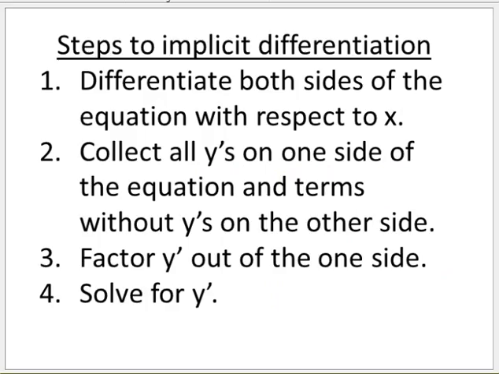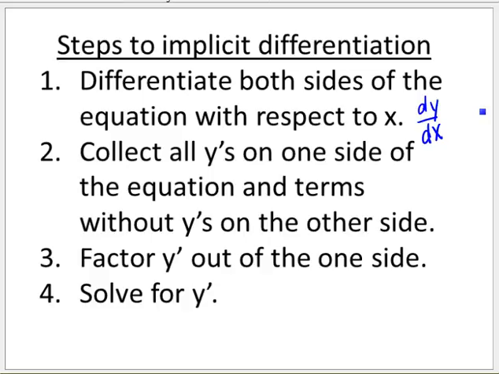Here are the steps that we're going to use for implicit differentiation. The first thing we're going to do is differentiate both sides of the equation with respect to x, which means we're going to be taking the derivative of y with respect to x. So we're going to end up with a dy over dx. Remember, y prime and dy over dx are the same. I'm going to say that more times today than I even know, because it's so important that you know that y prime and dy over dx are exactly the same.